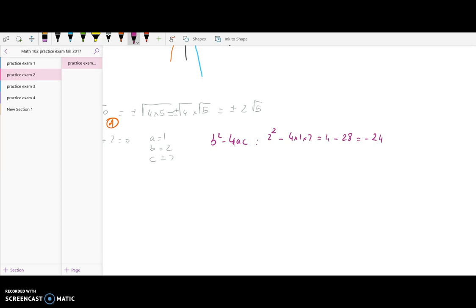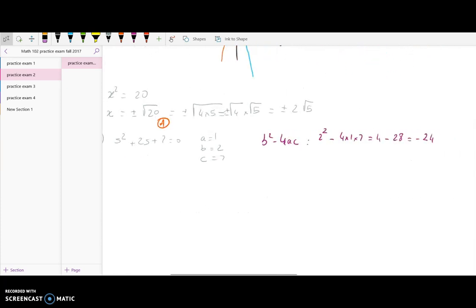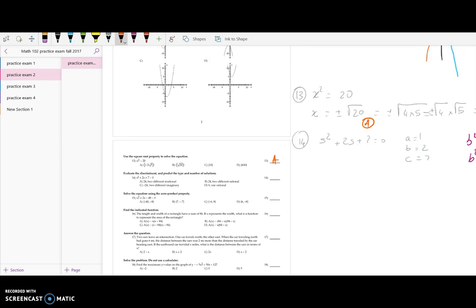Because the discriminant is negative, I'm supposed to have two solutions, and these two solutions for number 14 are supposed to be imaginary. So when b squared minus 4ac is less than 0, I'm supposed to have two complex solutions. And the answer was supposed to be for number 14, C. All right.